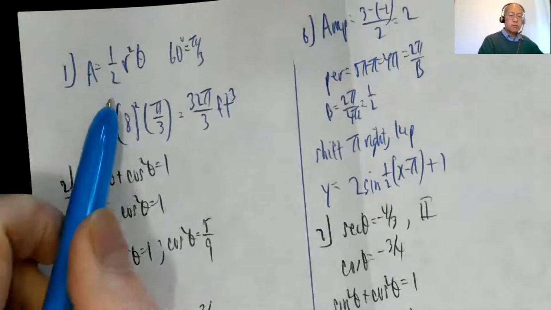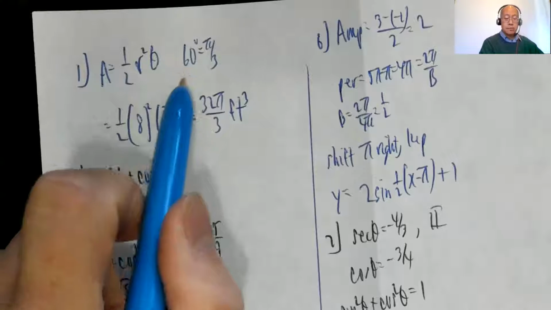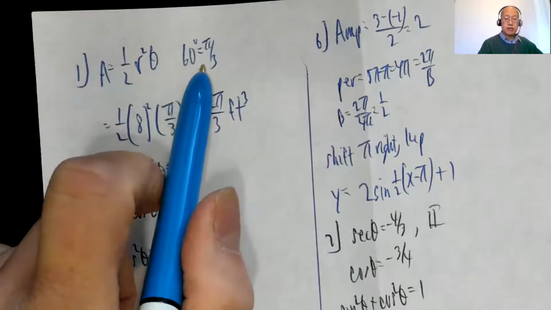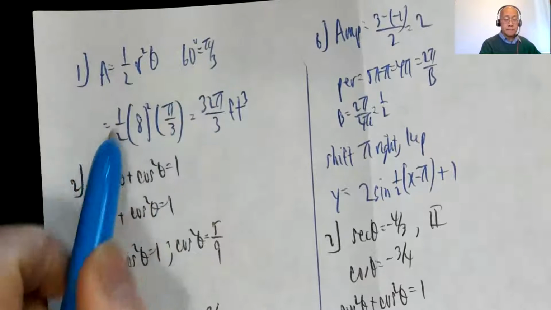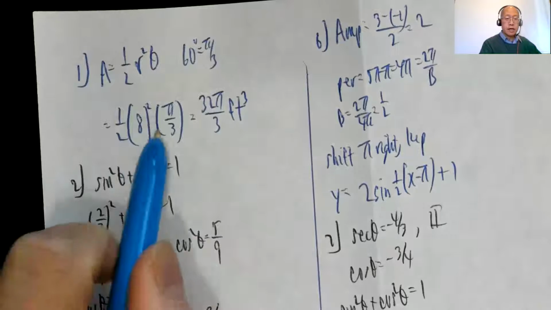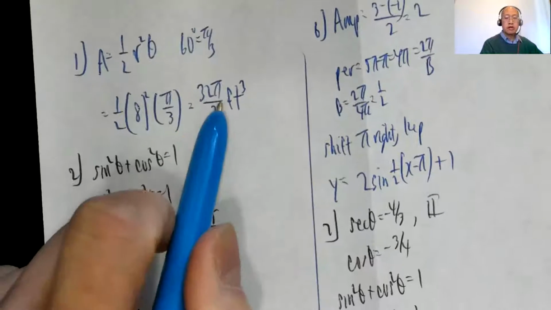Here's the solutions to Math 222 Exam 4. Number 1, the area is 1/2 r squared theta. Theta is 60 degrees, which is pi over 3. It must be in radians, pi over 3. So 1/2 r squared theta, 32 pi over 3 cubic feet.